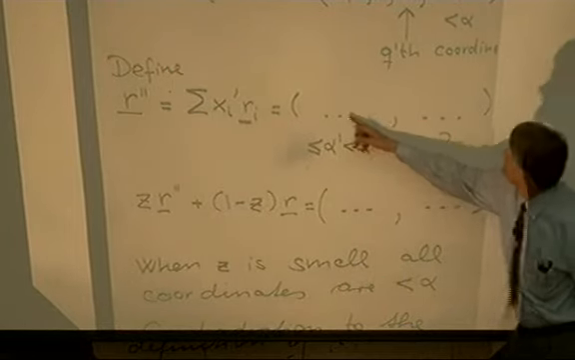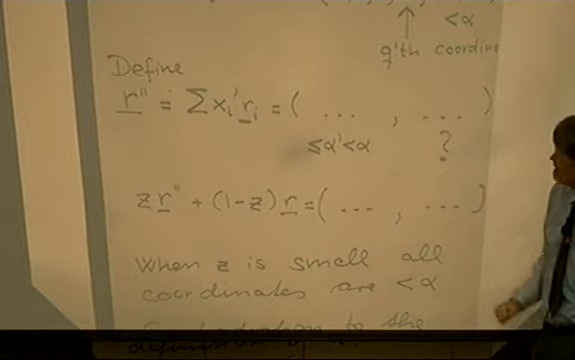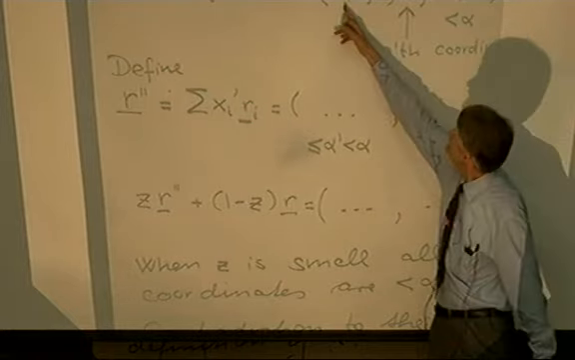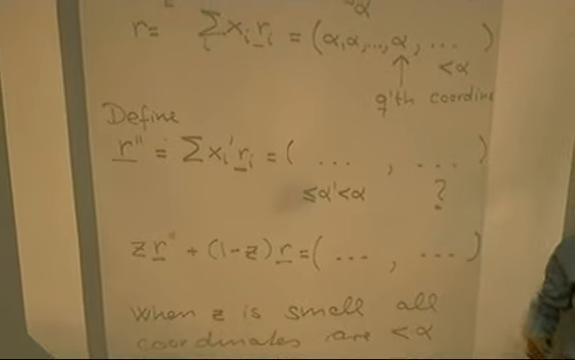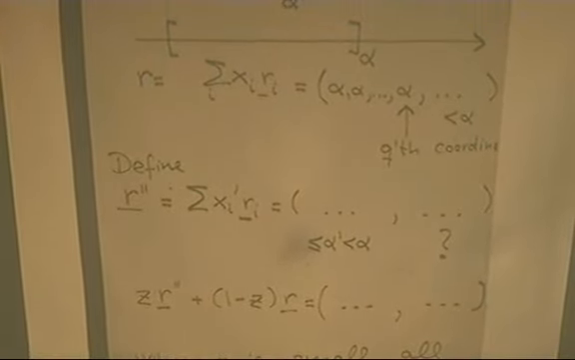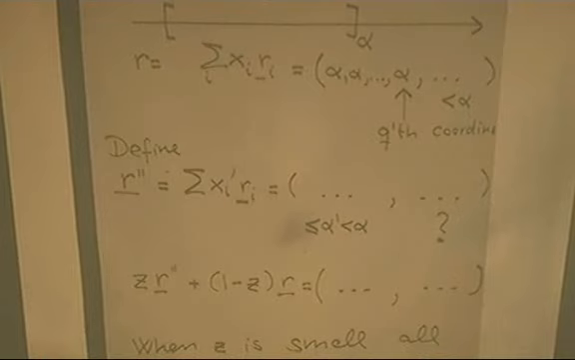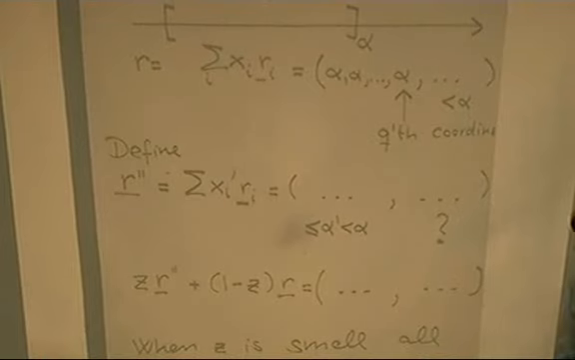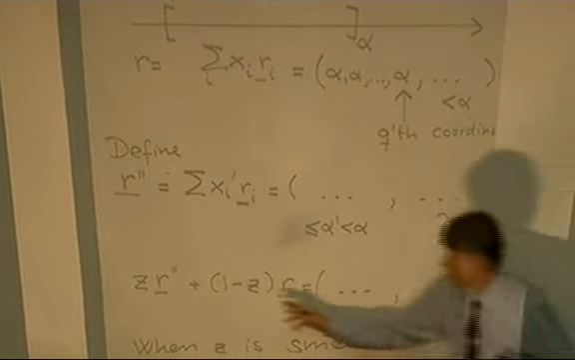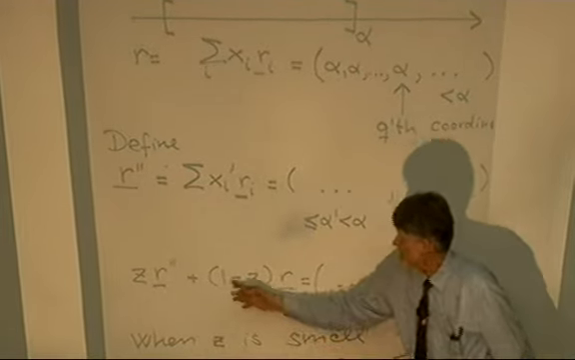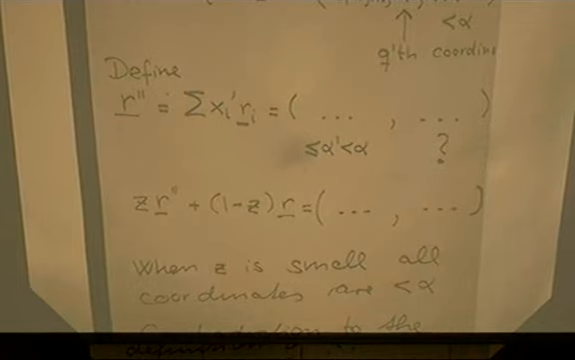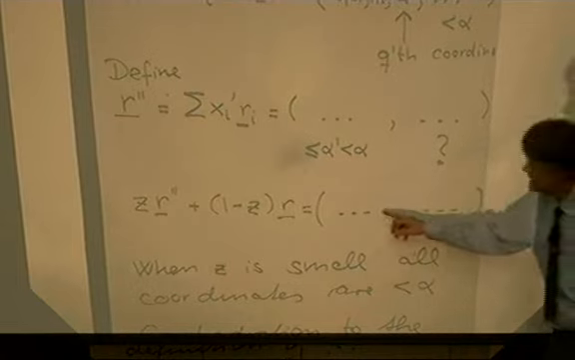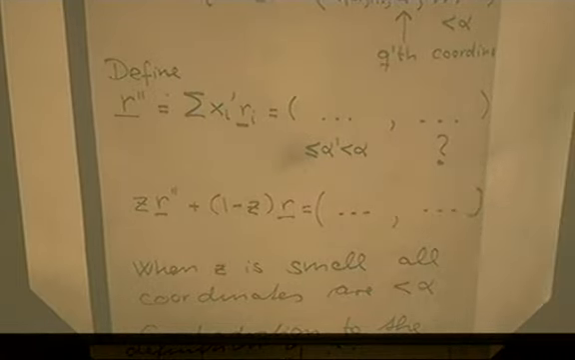Well, look here. We have something which is strictly smaller than alpha. And here we have equal to alpha. Therefore, what we have here is strictly smaller than alpha. If you take a convex combination of some alphas and some which are strictly smaller, then you get something which is strictly smaller. Provided, of course, that these coefficients z and 1 minus z are different from 0. I'm going to assume that. So here I have something which is strictly smaller than alpha.